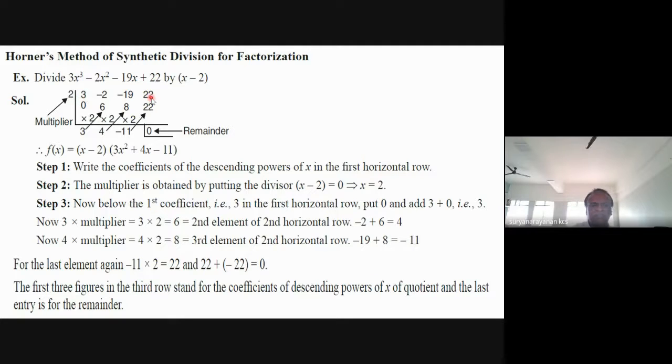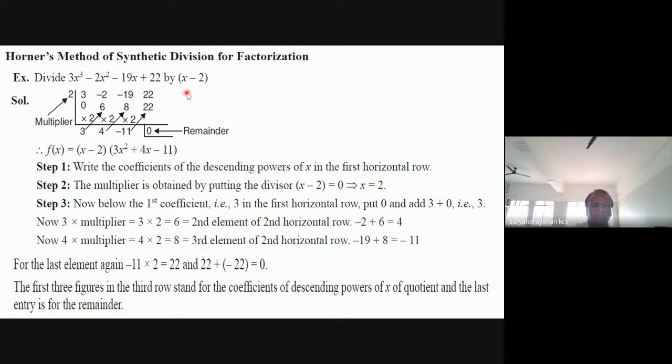This is the first step. Okay, my children. Sometimes they will give the terms in disorder. So first we arrange the terms of the polynomial in the descending powers of x. After that, in the first horizontal row, we write the coefficient of the highest power of x, and the next highest power of x coefficient, and so on. Understood this first step, my dear children? Yes, sir. Understood.